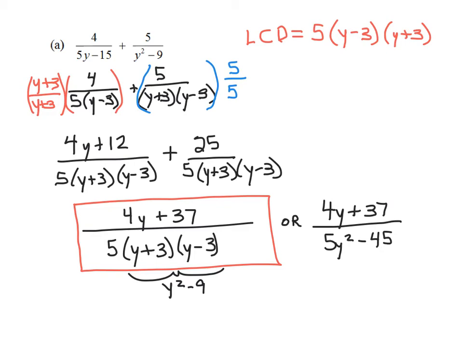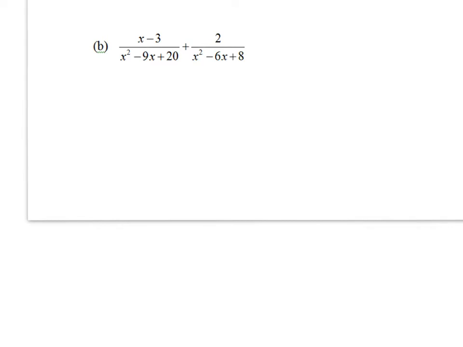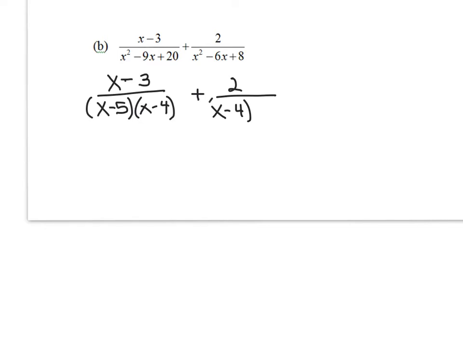Let's try example B together as well. So again, I see that I have polynomials in my denominator. So let's go ahead and factor. So my first fraction, ooh, that's a little messy. Let's try that again. x minus 3 over, let's factor, and I get x minus 5 times x minus 4. Second fraction, factor that denominator, x minus 4 times x minus 2.